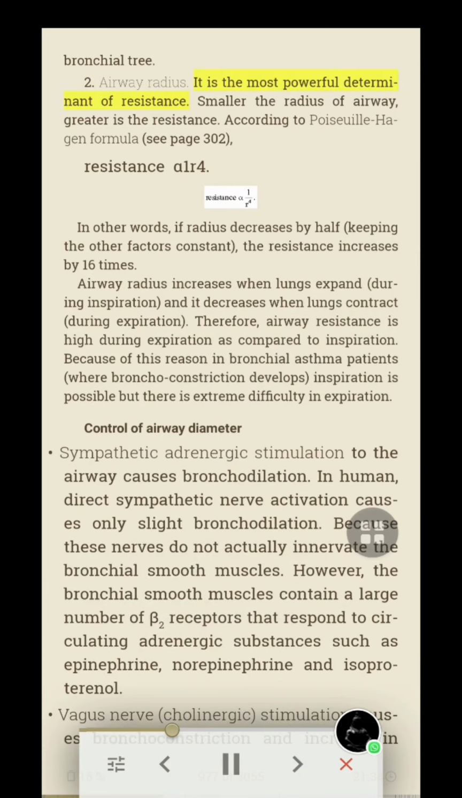2. Airway radius. It is the most powerful determinant of resistance. Smaller the radius of airway, greater is the resistance. According to the Poiseuille-Hagen formula, see page 302, resistance is proportional to 1/r^4. In other words, if radius decreases by half keeping the other factors constant, the resistance increases by 16 times. Airway radius increases when lungs expand during inspiration, and it decreases when lungs contract during expiration.